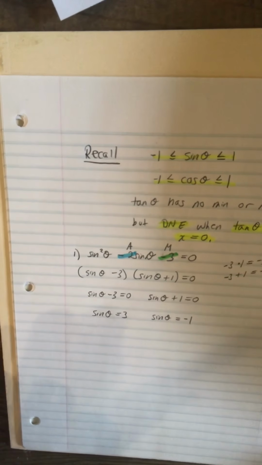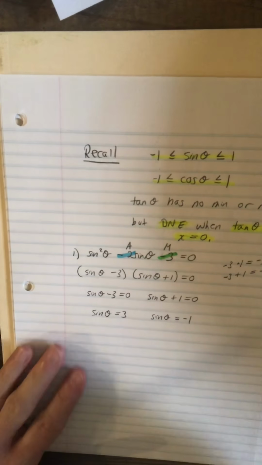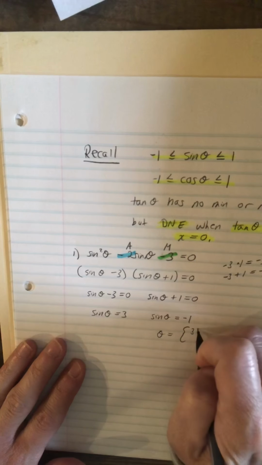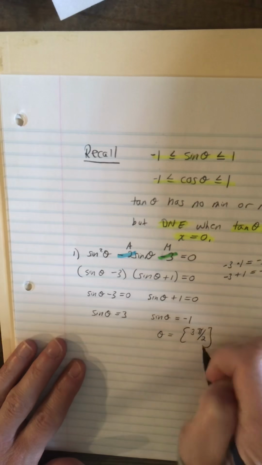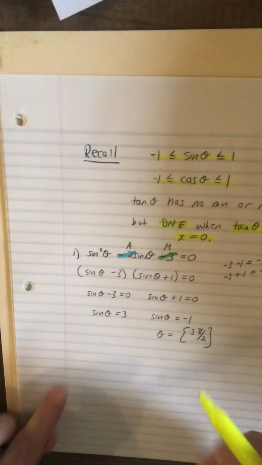Well, if we look at our unit circle, sine theta is equivalent to negative 1 at one value. It is equivalent to negative 1 at 3 pi over 2, because that's when my y value is equivalent to negative 1 on my unit circle.